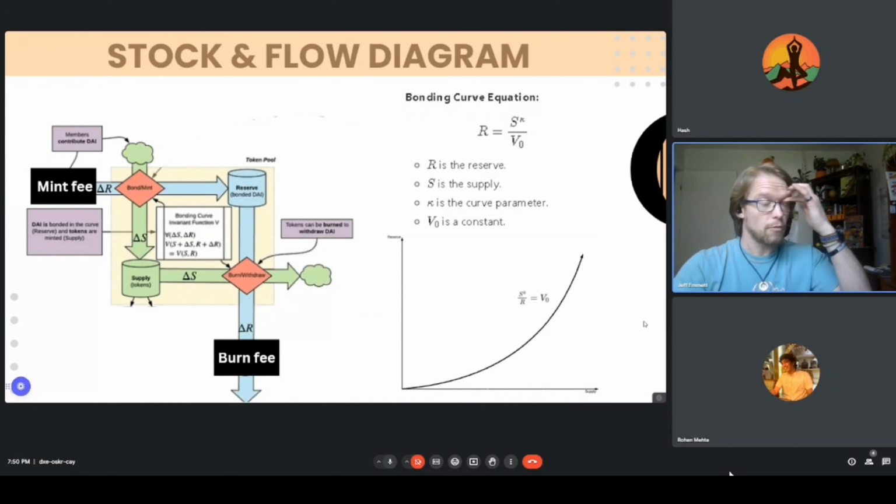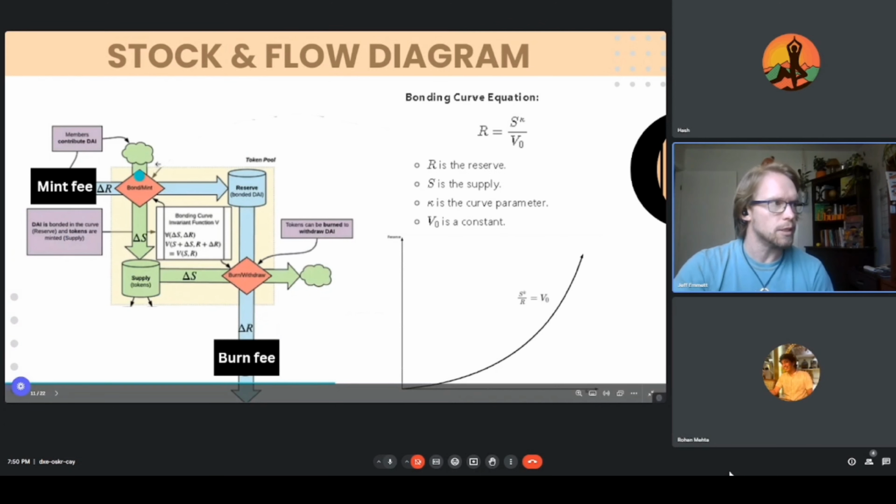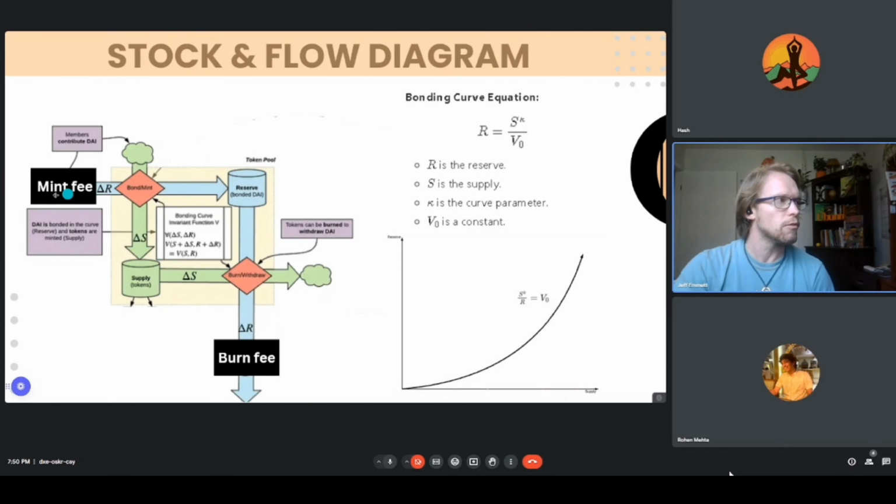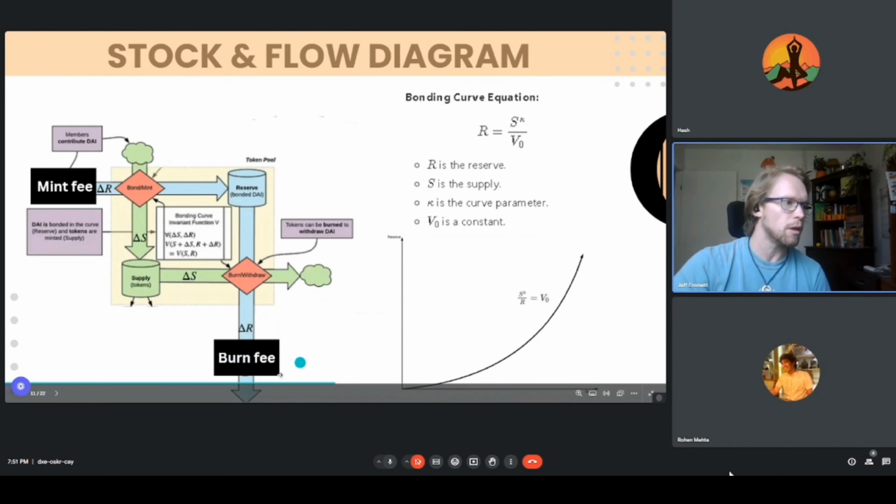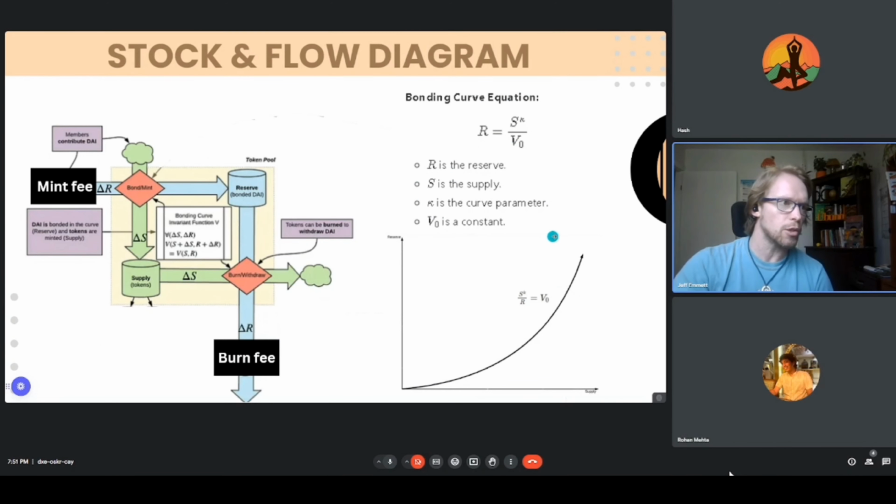A quick recap of the bonding curve. This is a stock and flow diagram of the different assets that move through the bonding curve. So you can see when assets are deposited, there's a mint fee. This creates a supply of tokens and deposits the reserves in a smart contract. This is constant through the bonding curve invariant function. And when the supply tokens are burnt or redeemed, the reserve collateral can be reclaimed, obviously with a burn fee.